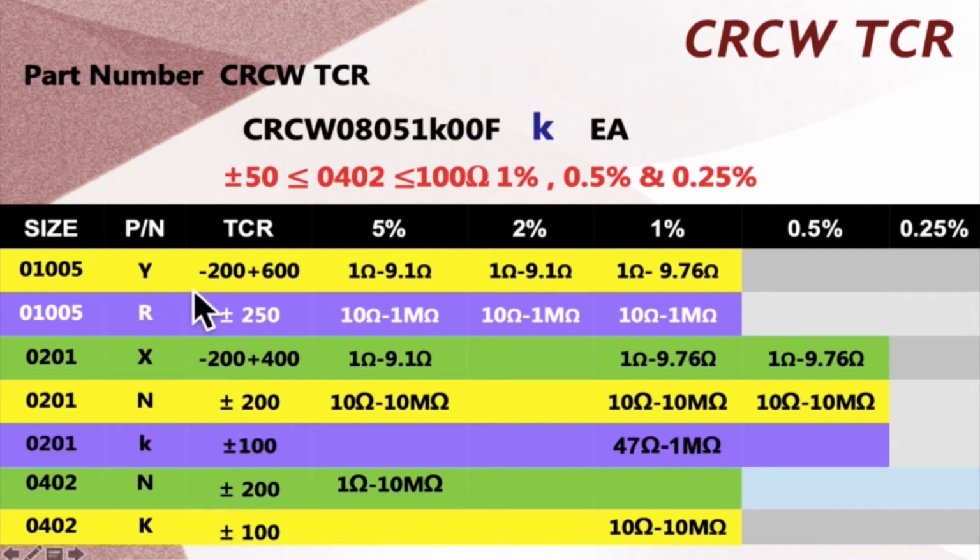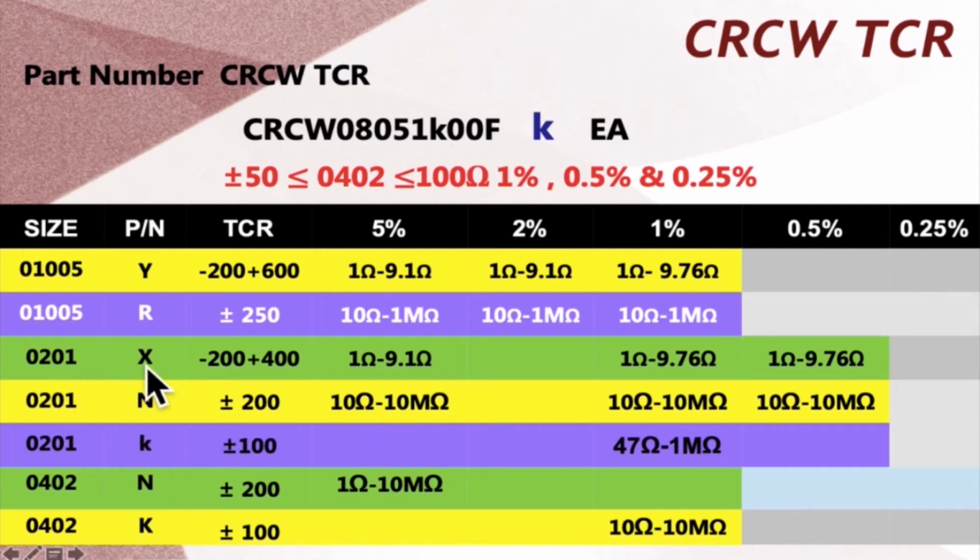Will be TCR part number Y, minus 200 to plus 600. From 10 ohms to 1 megohm, the TCR is 250 in all 5%, 2% and 1%.